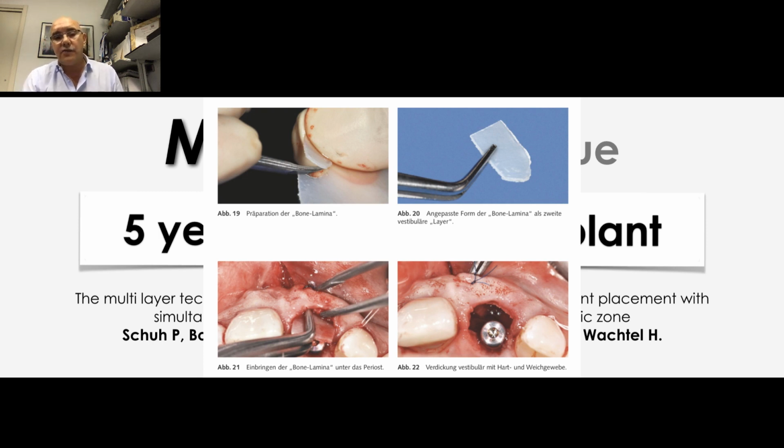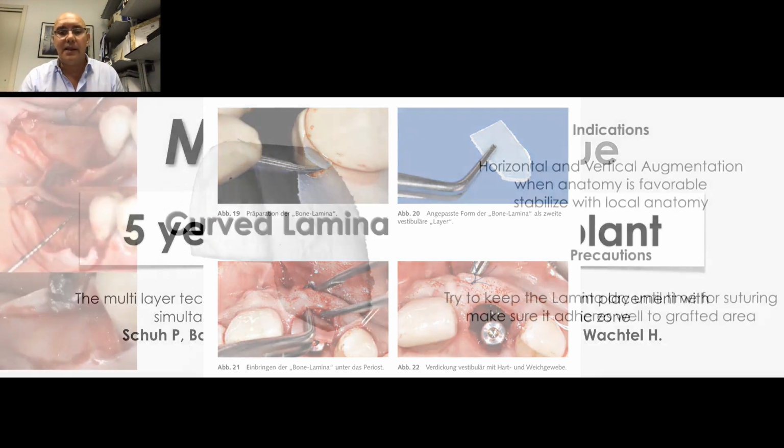Basically, we extract the tooth, we shape the lamina, you see it like a shield. We put the lamina between the residual bone and the flap, and then we put a connective tissue graft buccal to the lamina, and then a bone graft posterior to the lamina. So this is actually a multi-layer, because we have the bone graft, the lamina, the connective tissue, and then the patient's tissue. So a fantastic technique.